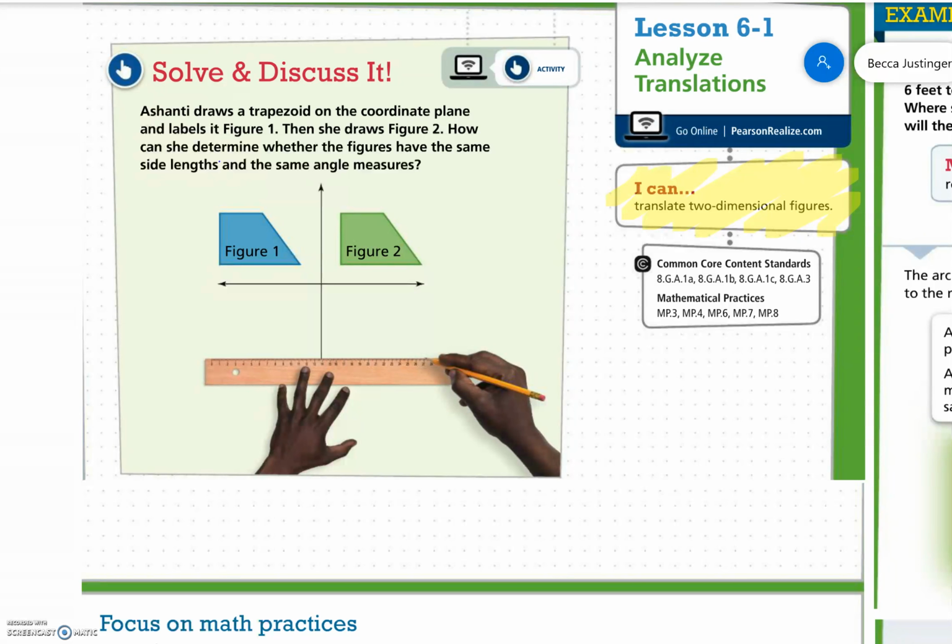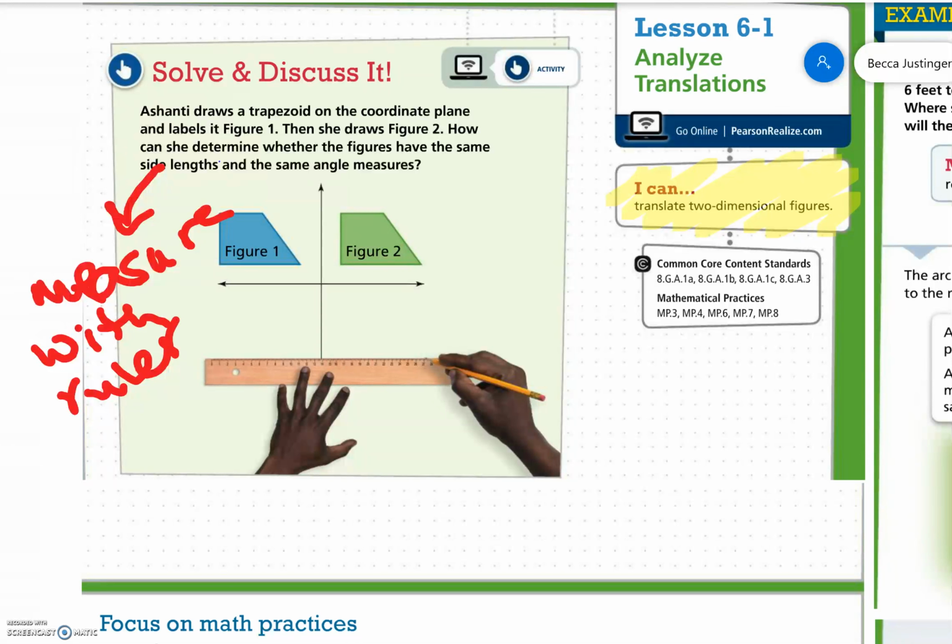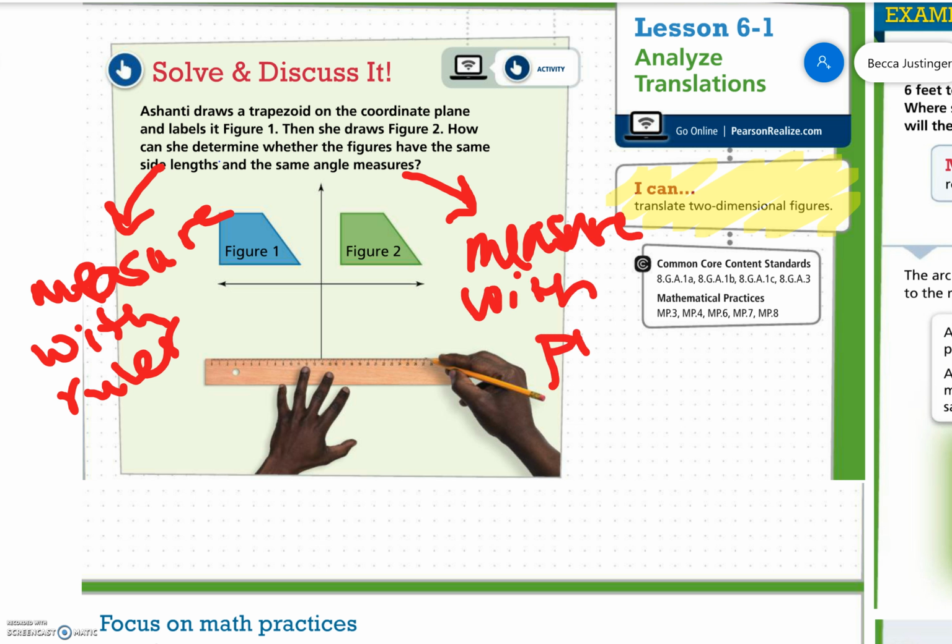Ashanti draws a trapezoid on the coordinate plane and labels it Figure 1. Then she draws Figure 2. How can she determine whether the figures have the same side lengths and the same angle measures? Well, to figure out if they have the same side lengths, we could measure them with a ruler, just like they're showing. And the same angle measures, we could measure with what's called a protractor.